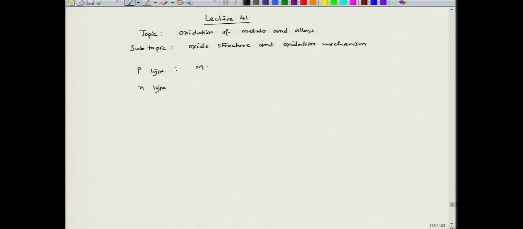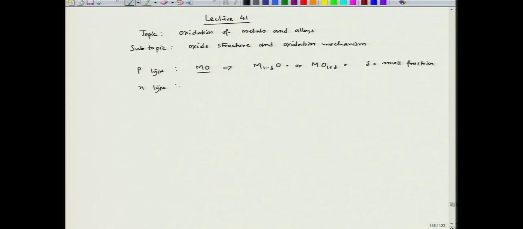If this is the metal oxide, in the P type case it could be M1 minus delta O or M1 plus delta O, and delta is a small fraction which is nothing but the measure of deviation from stoichiometry. Since the stoichiometry of this oxide is 1:1, once you have these two situations, you are actually deviating from stoichiometry.